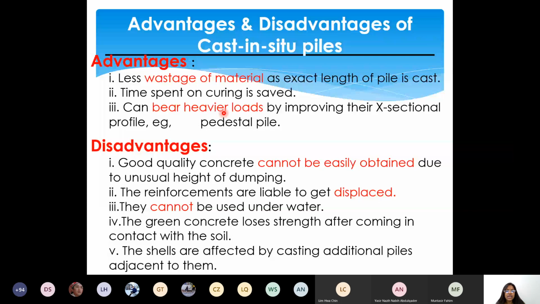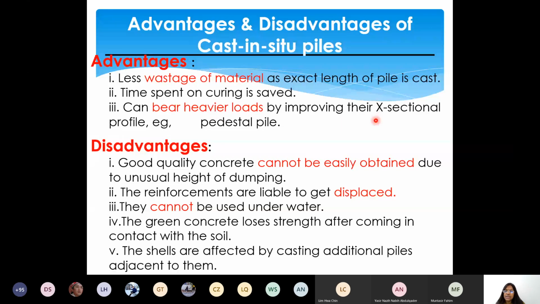Can bear heavier loads by improving their cross-sectional profile. Example, pedestal pile. Okay, you can choose the type of pile which can have more. If it is poured concrete, it is always circular or maintains a solid shape, right? But here you can have different shapes by testing before it is brought to the construction site. You can test it and economically design the piles.